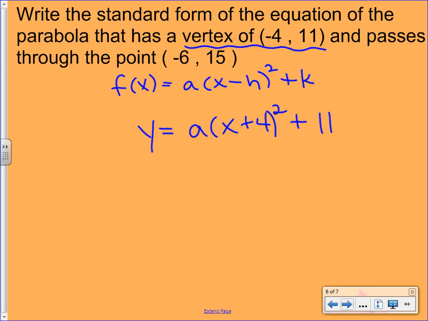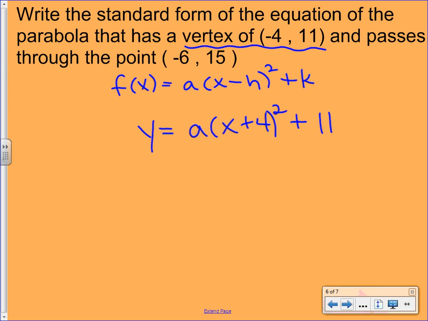How will I figure out a? Okay, we have another point on our parabola, right? That point should satisfy our equation. So if we plug in our point -6, 15, we should be able to solve for a. Now before we solve for a, I want us to determine, is a going to be positive or negative?